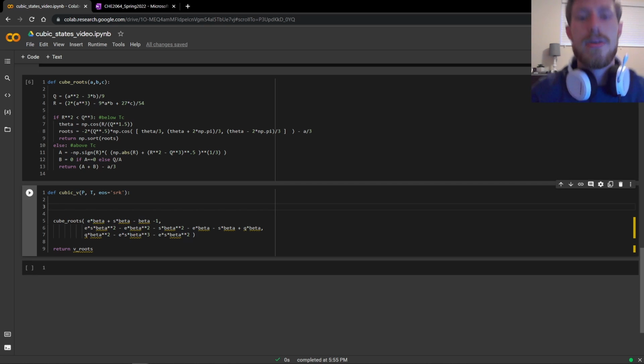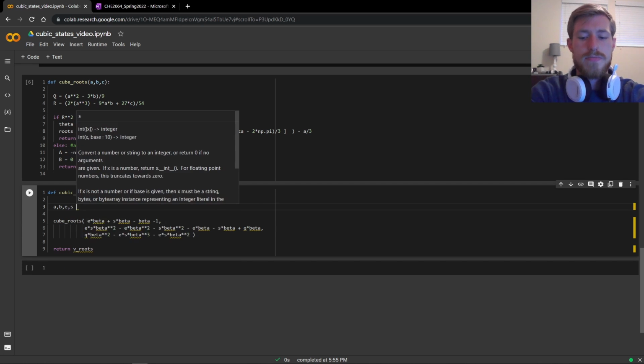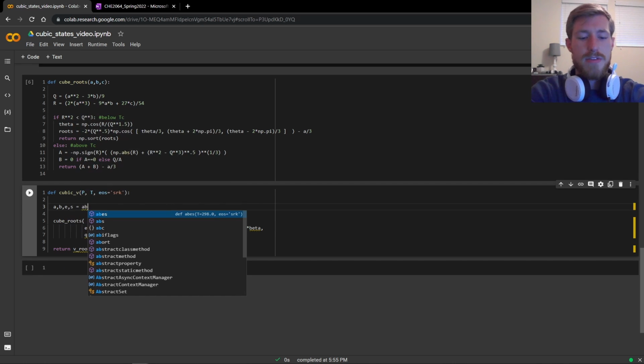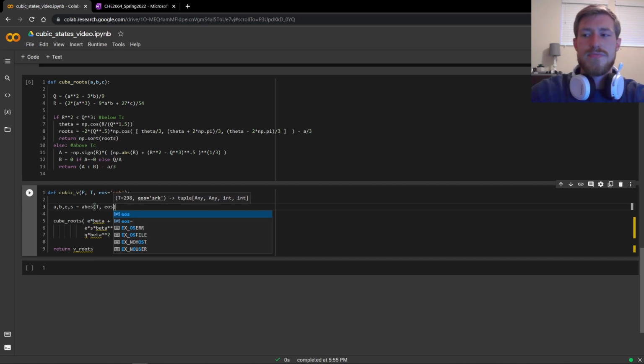And how do we do that? Well, we can pull up those dictionary definitions for E and S that we had earlier. Or since we've already written a function to do that, we don't have to worry about it. We can simply set A, B, E, and S all equal to the function A, B, E, and S. And remember, that takes a temperature and an equation of state, which we're already pulling into our cubic formula. So temperature and equation of state right there.